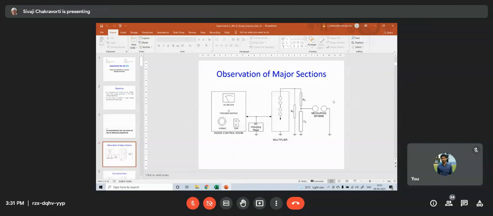What's the big problem? Impulse generator working is something like this. Please recall our discussion that with the help of the DC charging stage, you charge the capacitors of the multiplier circuit, but that does not mean we get immediately the output impulse. What we need to do is trigger this impulse generator at a particular charging voltage. For that we need a trigger pulse, and for that we have this trigger switch. When it is triggered, then the impulse is available at the output. Output means where the sphere is connected, that point.